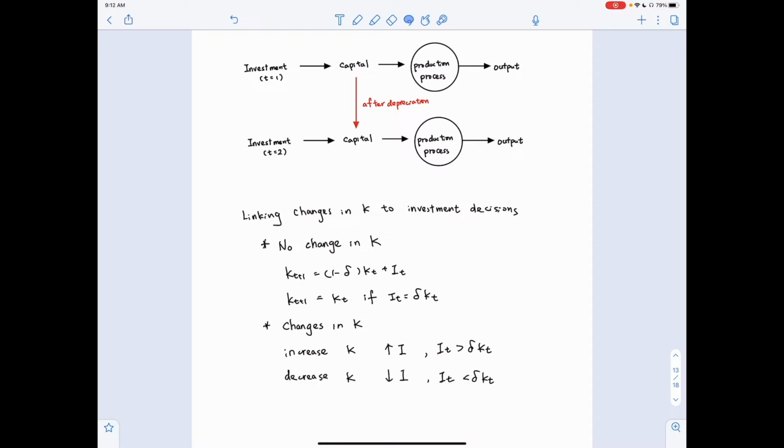On the other hand, if we want to decrease the capital, then it means that we need to have investment less than the depreciated capital. So we need to decrease the investment such that it is less than the depreciated capital after the change. That is how the investment decision links to the desired level of the capital stock.